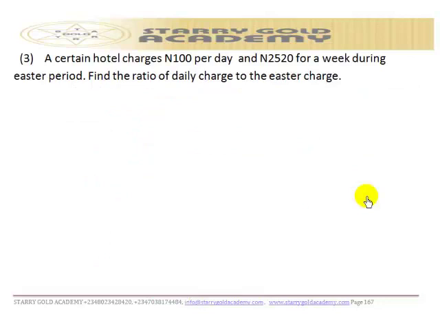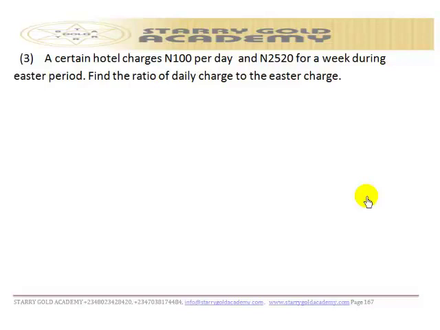Okay, I want to talk about another one. A certain hotel charges 100 naira per day and 2,520 for a week in Easter. Now, if a hotel charges 100 naira per day and 2,520 for a week, a normal day is 100 naira, and the Easter period for a week is 2,520.